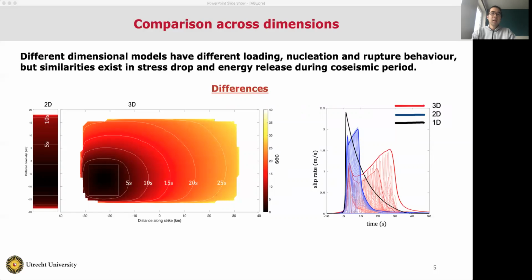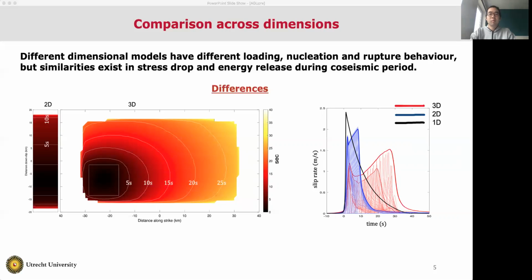Like here showing in 2D and 3D, the coseismic rupture, and you can see from the figure that the rupture time is quite different. In 2D, it takes about 10 to 15 seconds for the rupture to reach the top boundary between the velocity weakening and velocity strengthening region. But in 3D, it takes about 20 to 25 seconds.